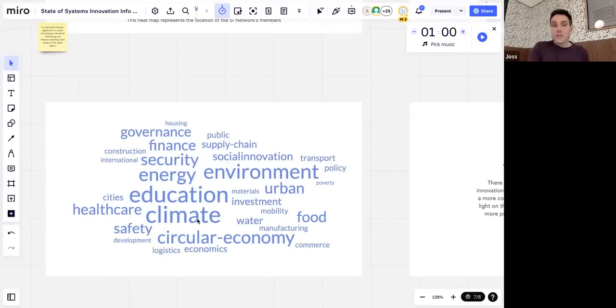So we can see obviously things around climate, education, healthcare is one also. Environment, a lot of people come from a sustainability kind of area. Governance, food, circular economy. These are big ones. Cities, people are interested in. I wonder about the fields of urban studies and design innovation moving into systems innovation.